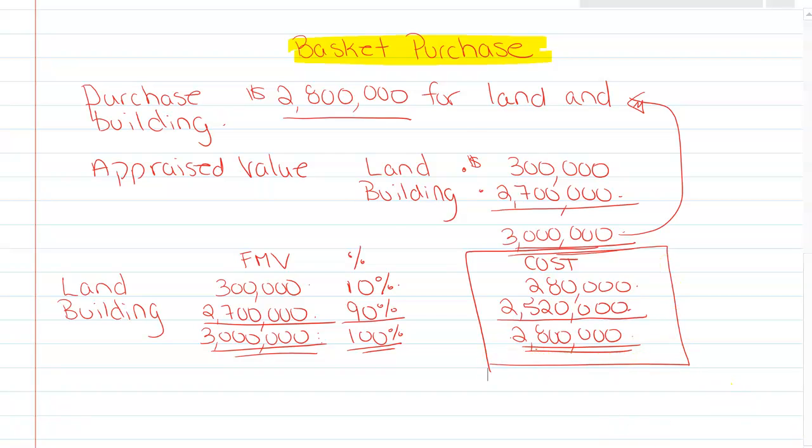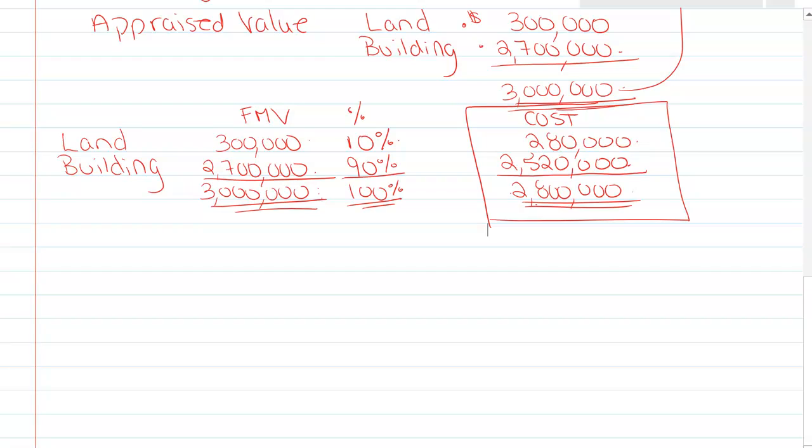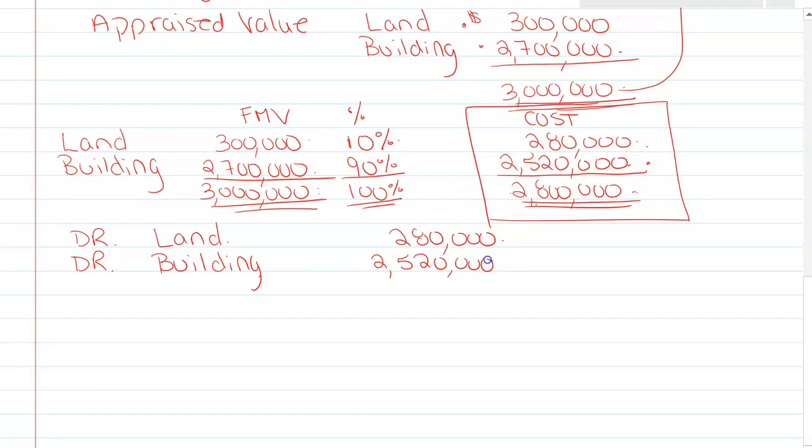So when I go ahead and make my journal entry, and let's just pretend we had just $2.8 million sitting in our bank account, we would debit land for what we paid for it, the 2.8. But I'm going to prorate that and just say that the land is about 280,000. And then we're going to debit the building for the 2.52. So in total, that still comes out to 2.8 million, which is how much we paid. And we'll just assume that we paid cash.